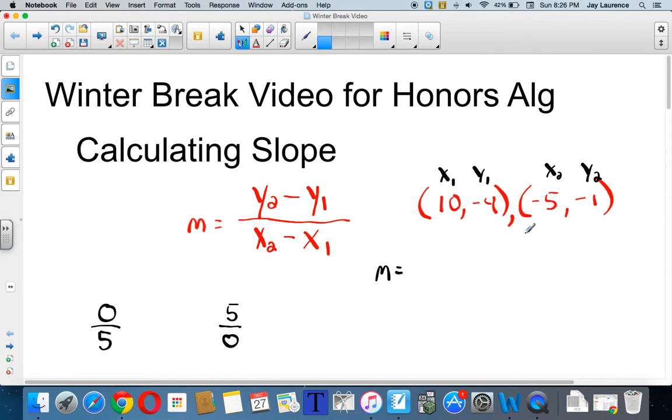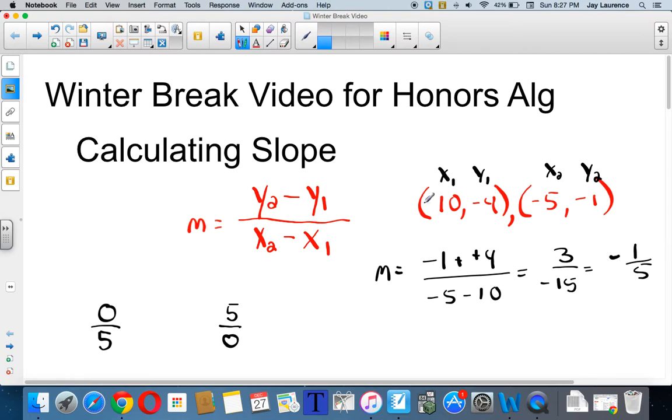All right, so I'm going to take -1 minus -4, and that'll make that -1 plus 4, right? Because subtracting a negative is the same as adding a positive. So my numerator is going to be 3. And then my denominator will have -5 minus 10, which will be a -15. I'm going to simplify that down to -1/5. And you're saying, well, Mr. Lawrence, you moved the negative. Well, yeah, we typically don't leave a negative in the denominator, right? We either put it in the numerator or in front of the fraction. Okay, so that would be our slope.